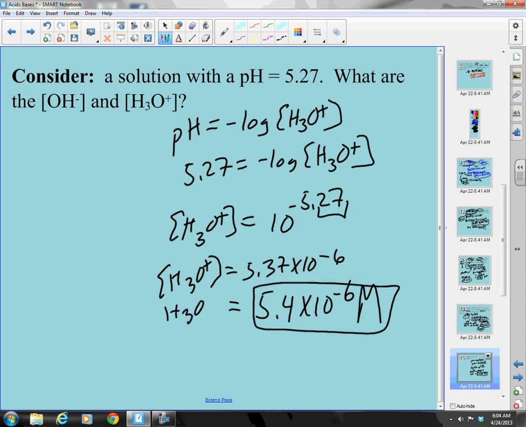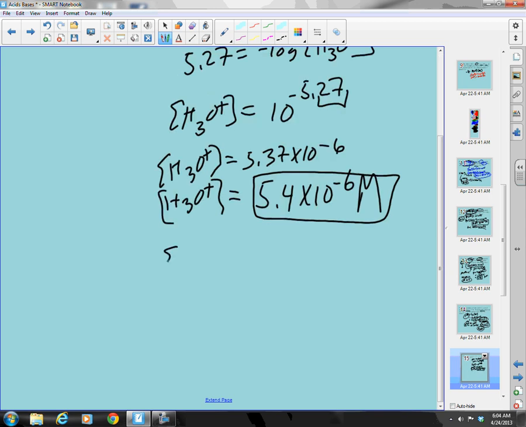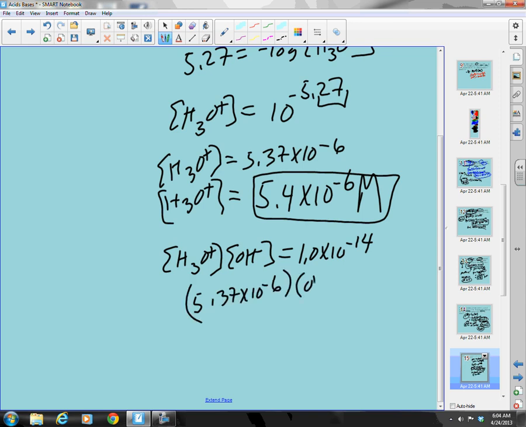Now, that is my hydronium. So how do I get my hydroxide? Well, there's a number of ways. Let's do the easy one, right? We know that hydronium times hydroxide equals 1.0 times 10 to the minus 14th. Let's drop in my 5.37 times 10 to the minus 6 times my hydroxide equals 1.0 times 10 to the minus 14th. And so what do I get?